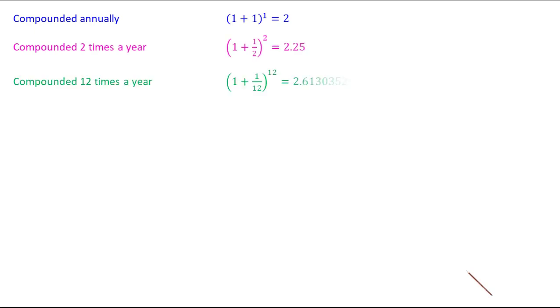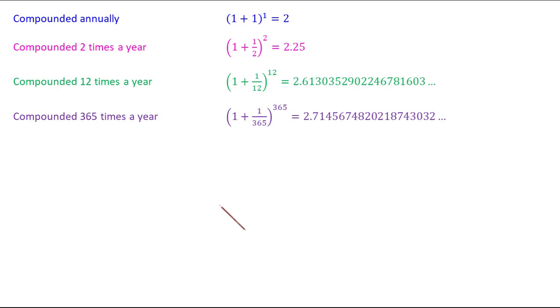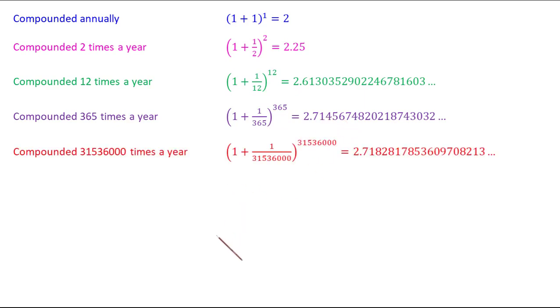Similarly, if it is compounded 12 times a year, we'll be using 12 over here and 12 over here, and the answer would be 2.61 approximately. So $2.61. And if it is compounded every day, we are writing a 365 in these two places, and this time we'll be getting $2.714. If it is compounded every second, we are going to get 2.7182817 something.